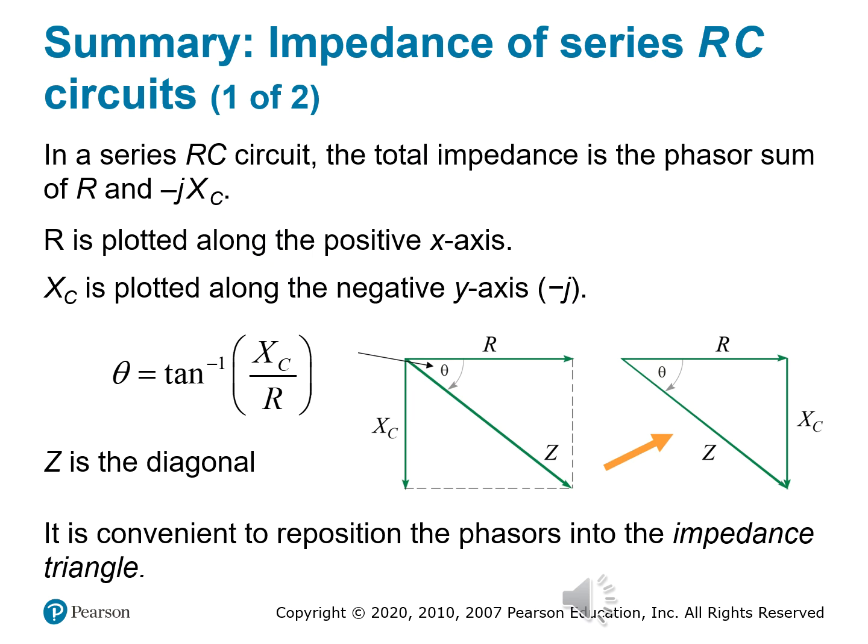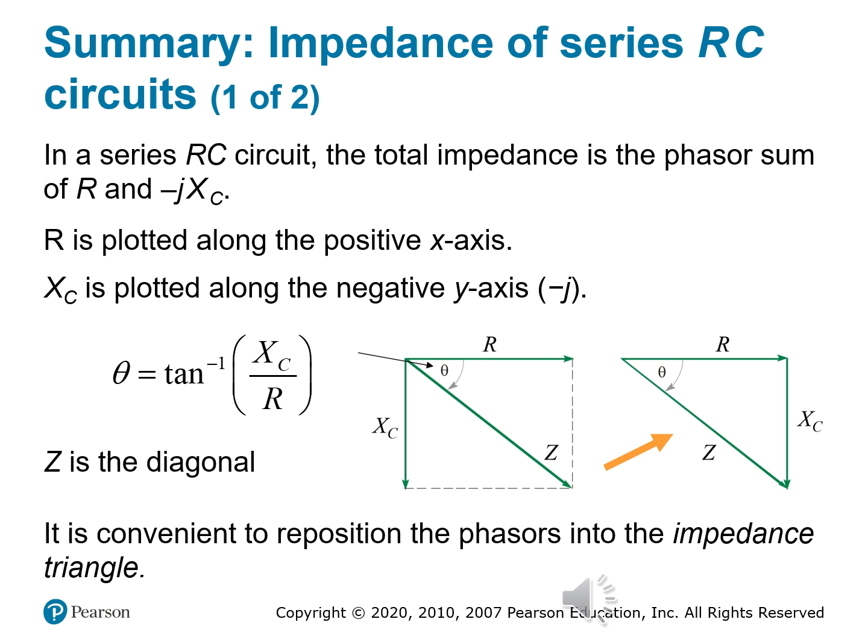So we can visualize a triangle like this. Imagine the base of the triangle is R, the vertical leg is X sub C, but it points down because capacitive reactance is negative imaginary. The hypotenuse is Z, the total impedance, and this triangle is more than just a shape. It tells you the magnitude of the impedance and the phase angle between the voltage and the current.